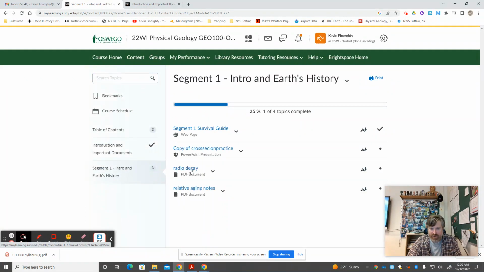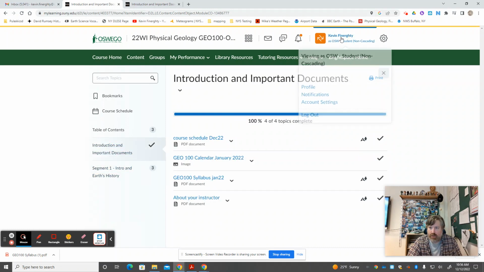So there's a survival guide, and there's all the stuff that you're going to do throughout the course of that segment. And really, it's going to revolve around the quizzes. If there's little activities and things, they're not going to be submitted. That's going to be to help you get closer to doing well on the quiz. And then when it's time for the quiz, that'll pop up right here. I'm back in student view.